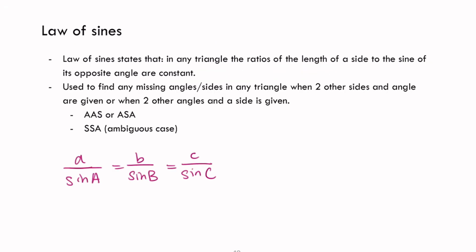Okay, let's move on to the law of sines. The law of sines states that in any triangle, the ratios of the length of a side to the sine of its opposite angle are constant. This is used to find any missing angles or sides in a triangle when two angles and a side are given, or two sides and an angle are given. So when two angles and one side are given in this orientation, or two sides and one angle are given, you can use the law of sines.